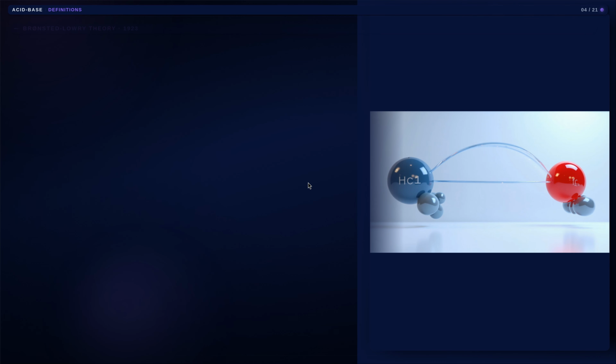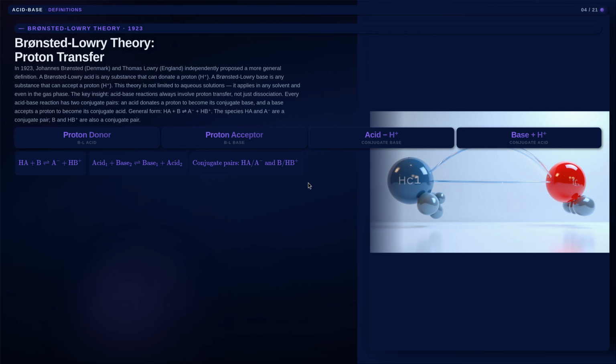In 1923, Johannes Bronsted and Thomas Lowry independently proposed a more general definition. A Bronsted-Lowry acid is a proton donor, a substance that gives up an H+ ion. A Bronsted-Lowry base is a proton acceptor. The beauty of this definition is that it makes the central role of proton transfer explicit. Every acid-base reaction is a proton transfer.